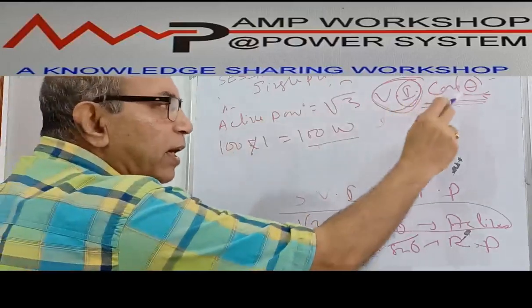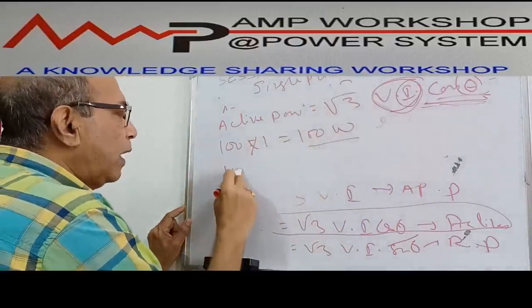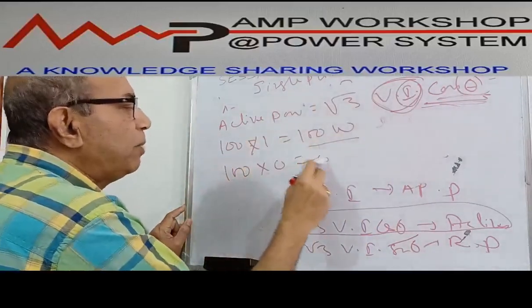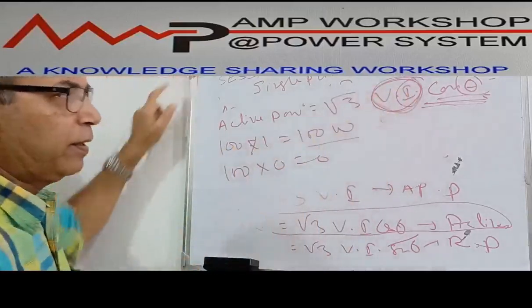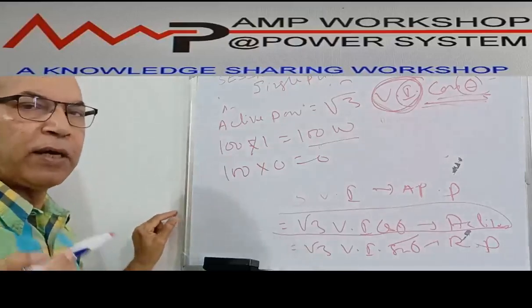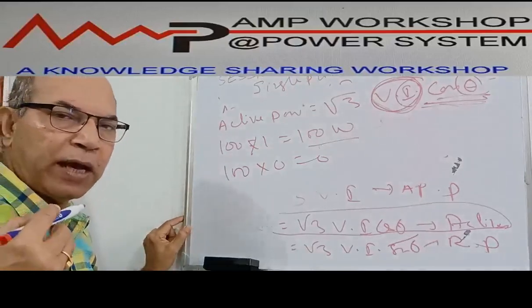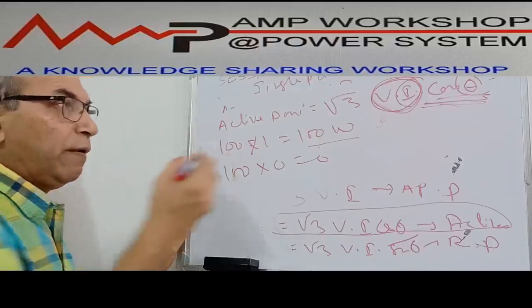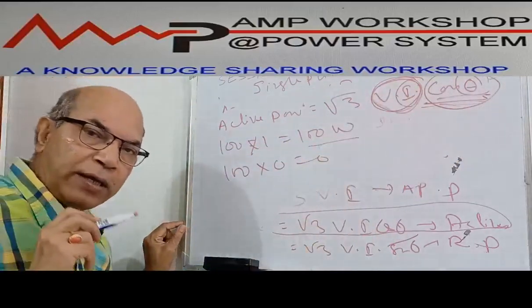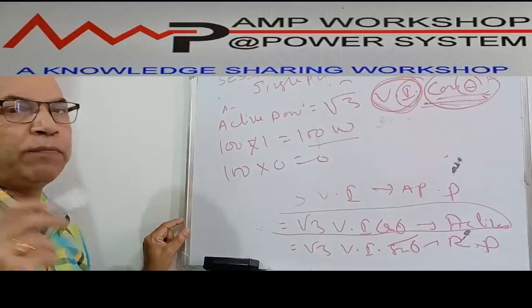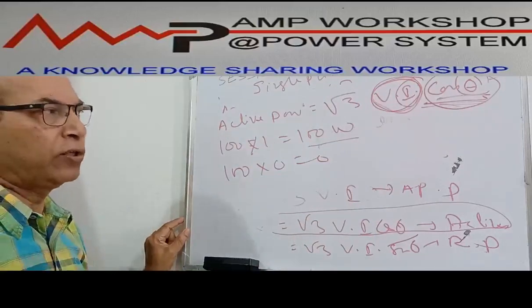But if cos theta is 0, then how much power will we get? 100 into 0, that means 0 power. Though V into I is 100 volt-amp, still we are not getting any power, because this power is not doing any work at all. So this factor has a great impact on getting active power out of the apparent volt-ampere which is flowing through the circuit.